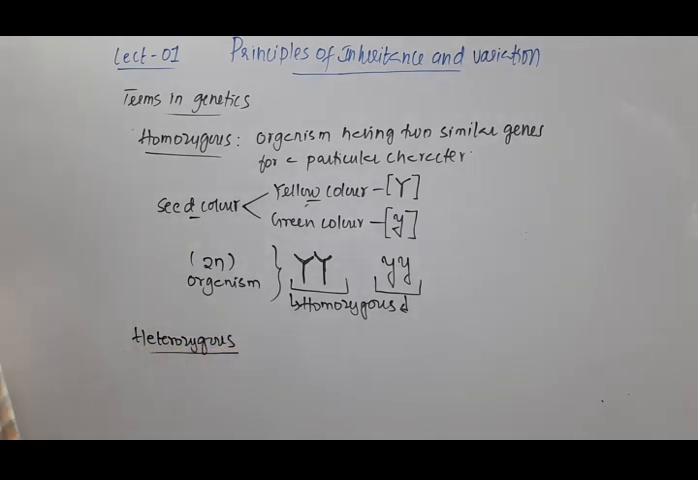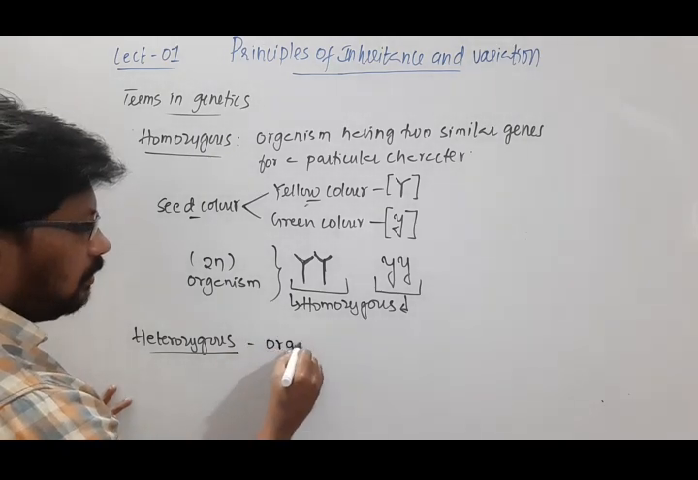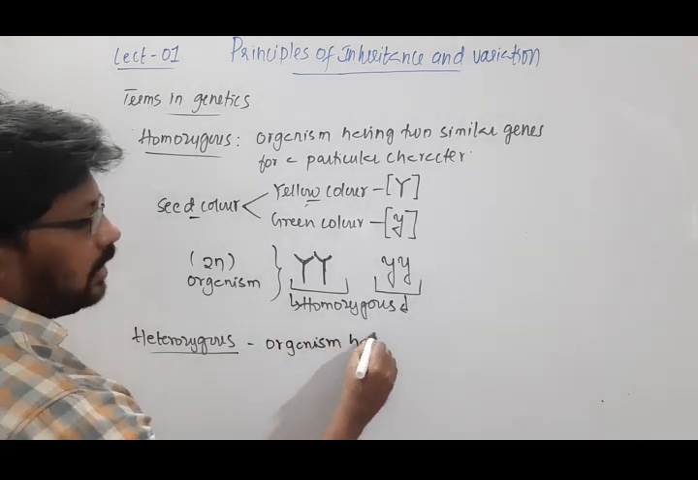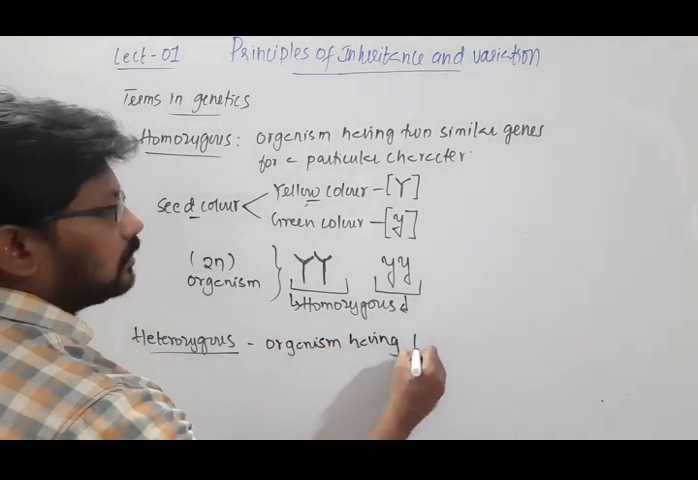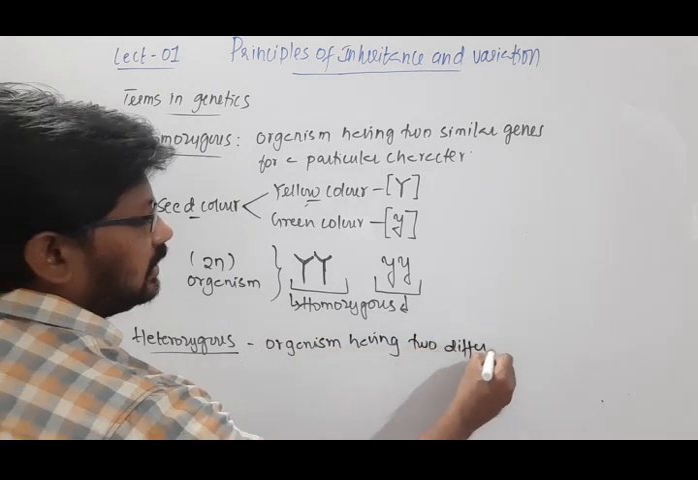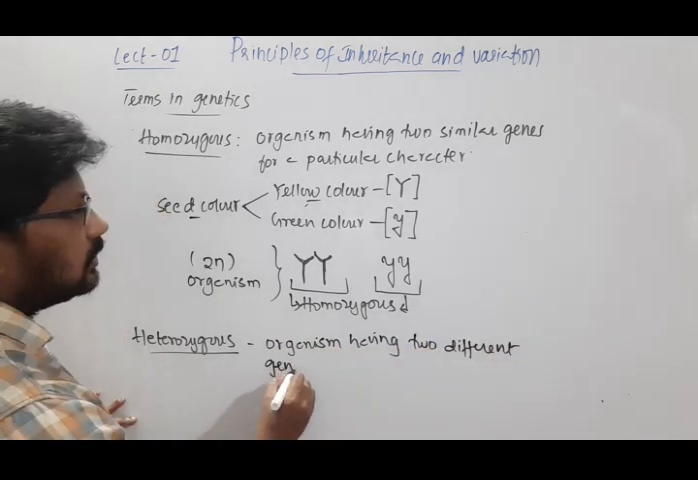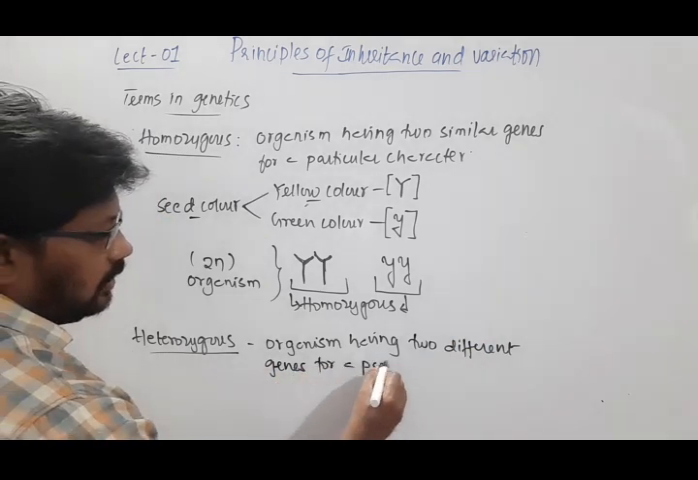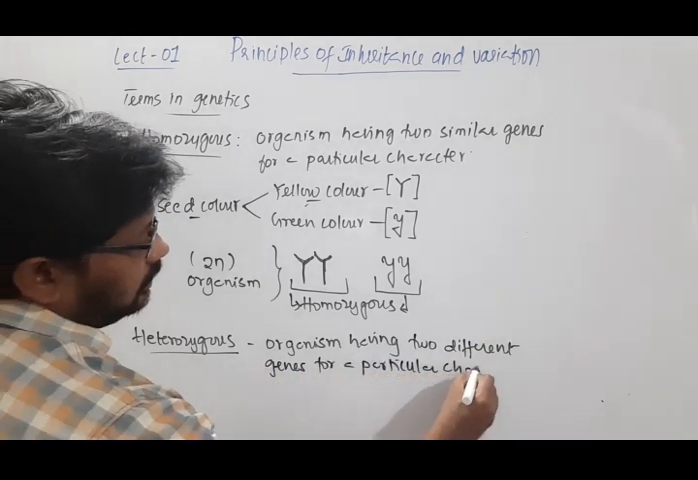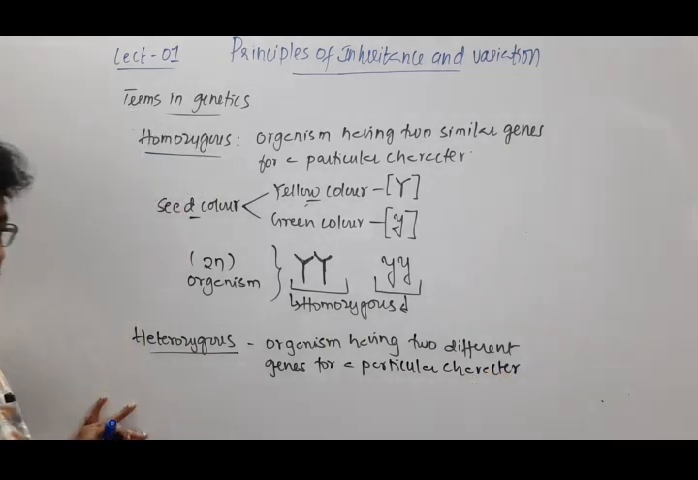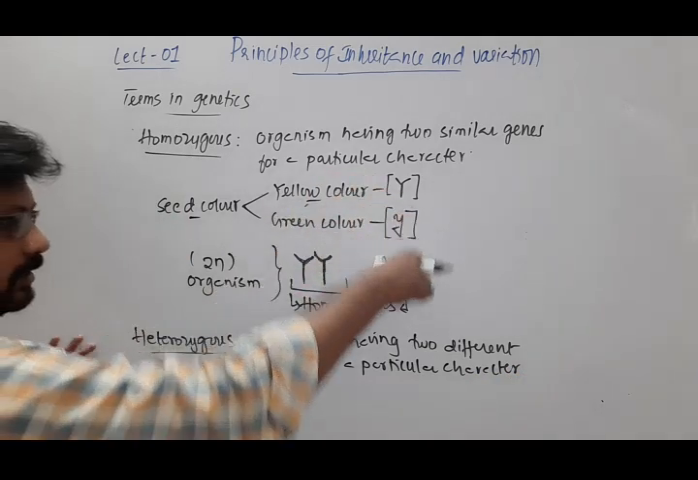So in the case of heterozygous, the organism has both a dominant and a recessive character, or two different genes for a particular character. So an organism having two different genes for a particular character is what we call heterozygous. I'll take the same example here.